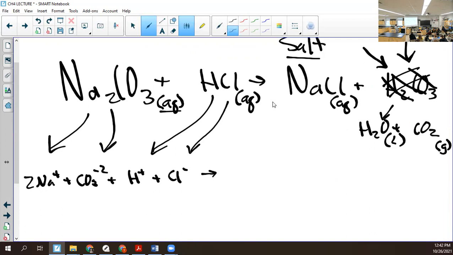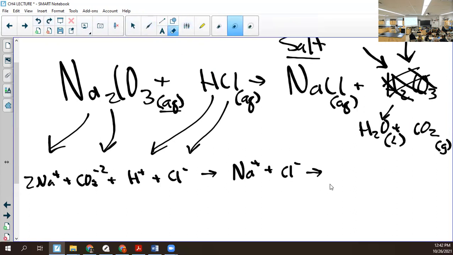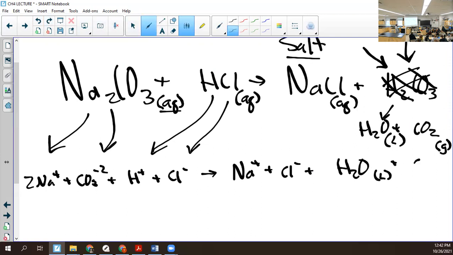Then my arrow, NaCl, also aqueous, so Na plus Cl minus. And then another plus sign. Then plus H2O, I keep it together because it's a liquid, and CO2, I keep it together because it's a gas. I only break up the things that are aqueous.